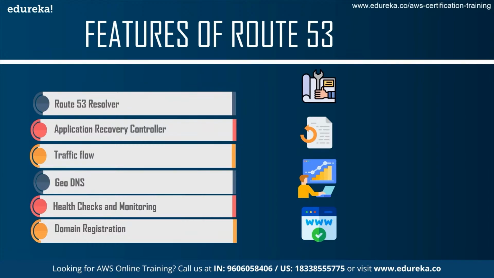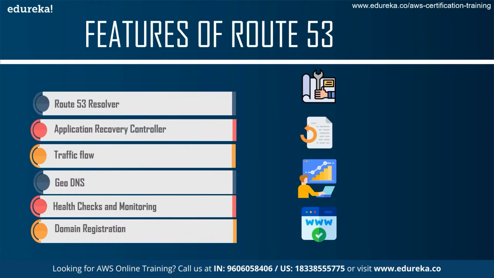Next, we talk about the application recovery controller. Now, that is basically something that ensures the availability zones or regions are continuously audited for recovery readiness, right? Next, we see the third feature of Route 53 as traffic flow.